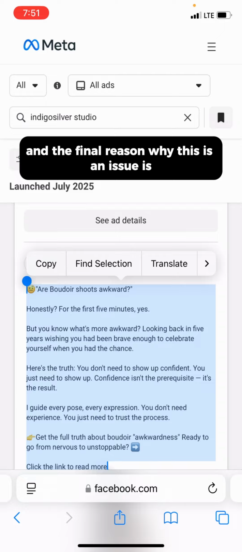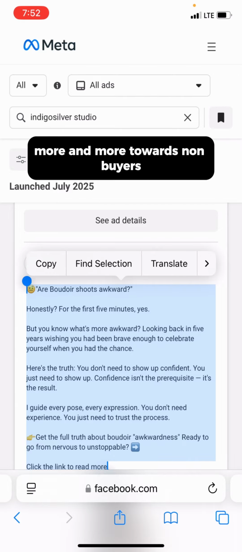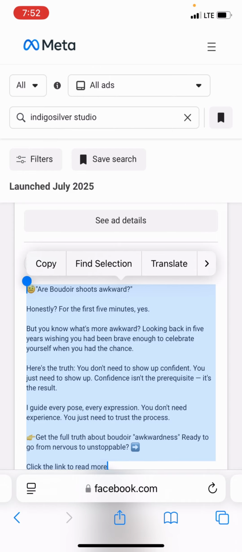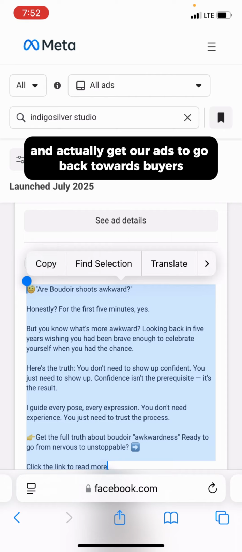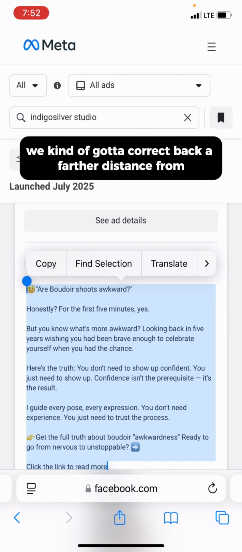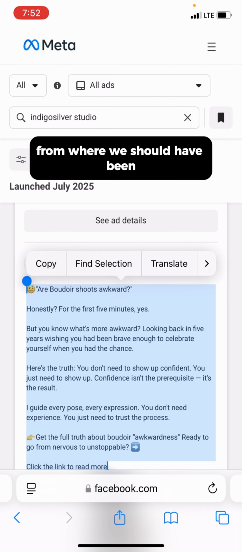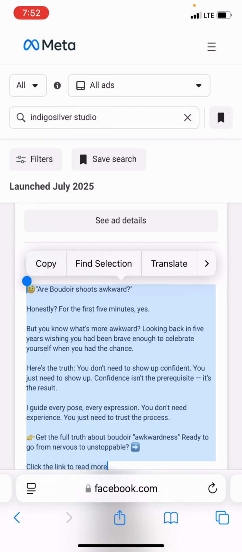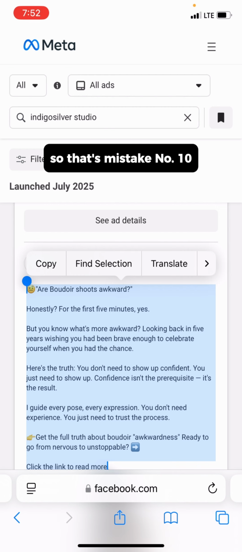And the final reason why this is an issue is it actually biases our meta pixel over time to be more and more towards non-buyers, which means it's harder and harder to course correct later on the longer we do that and actually get our ads to go back towards buyers. Like we kind of got to correct back a farther distance from where we should have been. So that's mistake number 10.